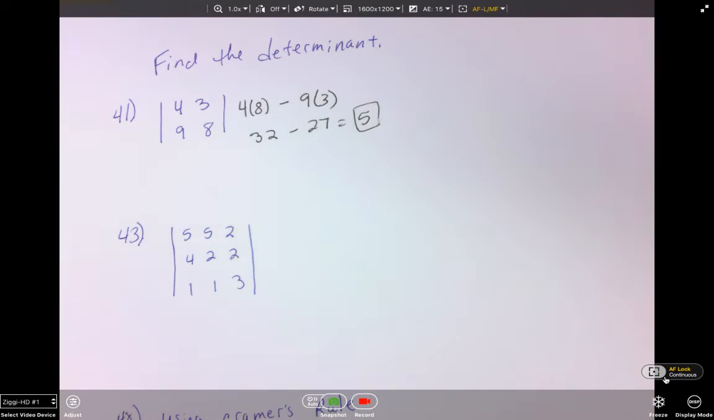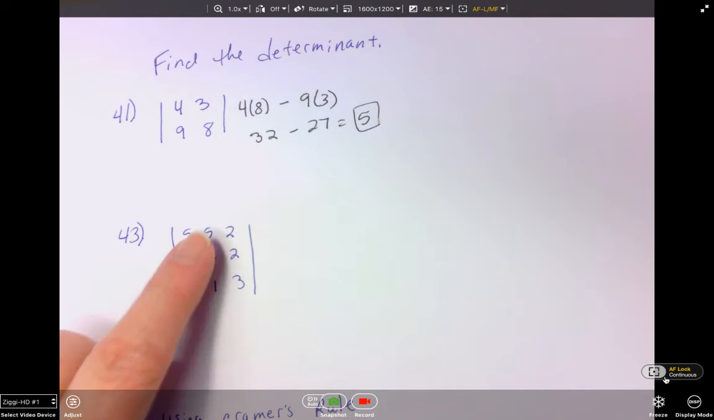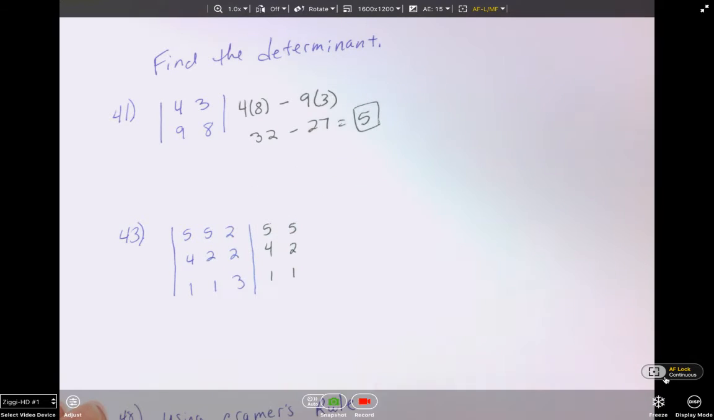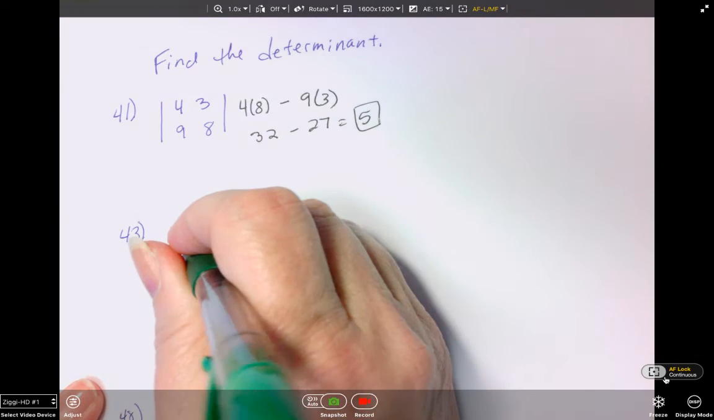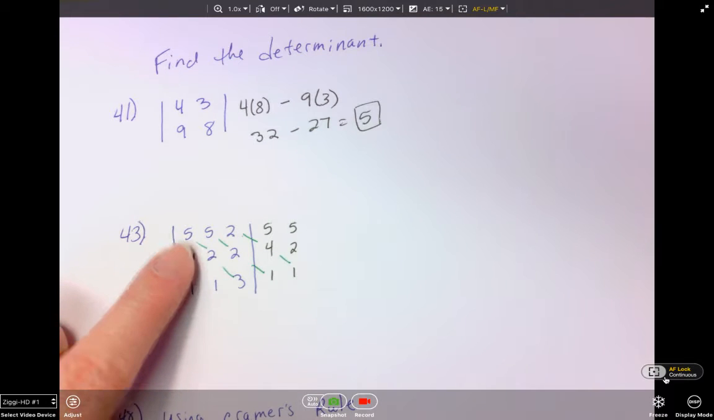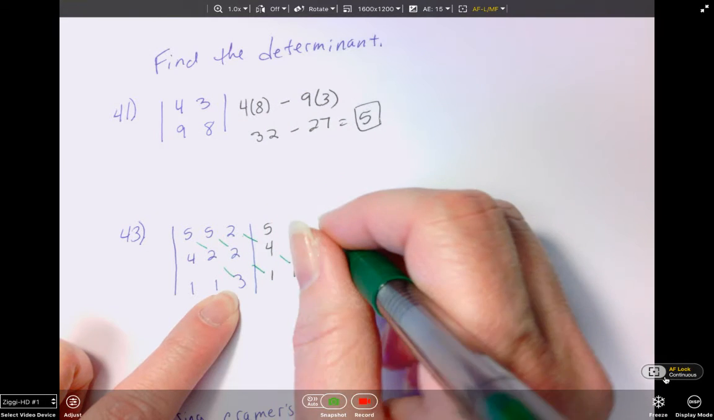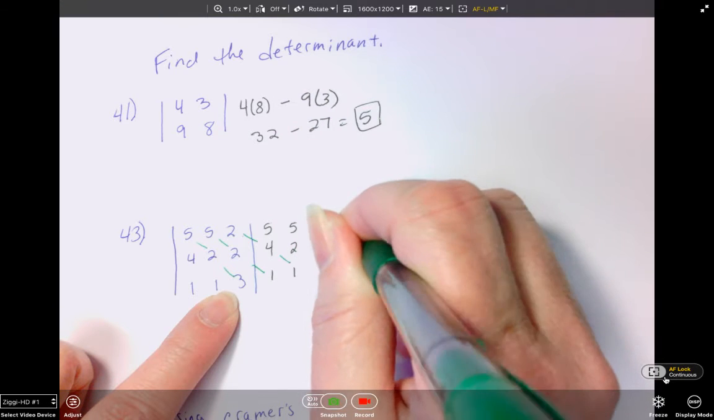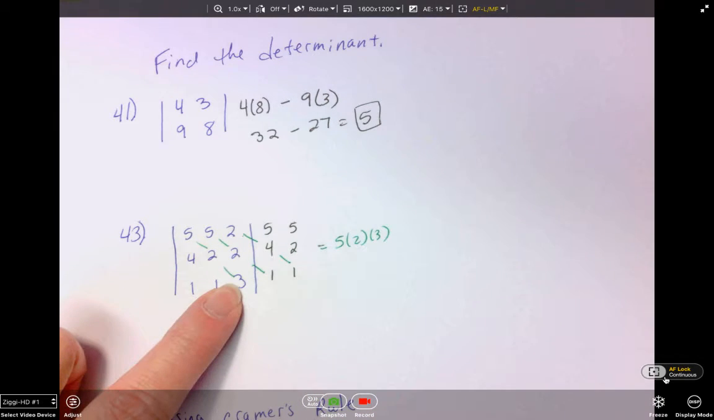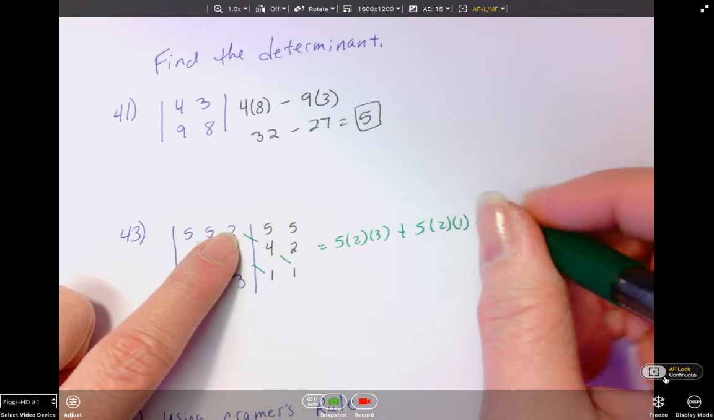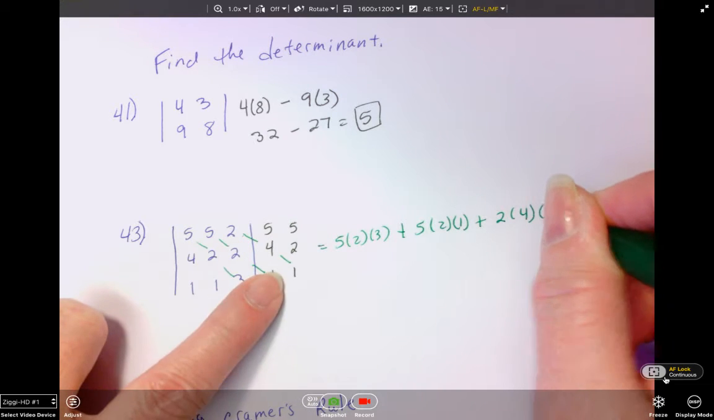Now, when you're doing a 3 by 3, as in number 43, if you're doing the review in my class, what we're going to do is repeat the first 2 rows. So we'll have 5, 4, and 1, and 5, 2, and 1. And we're going to cross multiply again. We're going to multiply diagonally. So our first ones, we're going to go 5 times 2 is 10, times 3 will get us 30. Let's write them all out so you can actually see where the numbers are coming from. So 5 times 2 times 3 plus 5 times 2 times 1 plus 2 times 4 times 1.